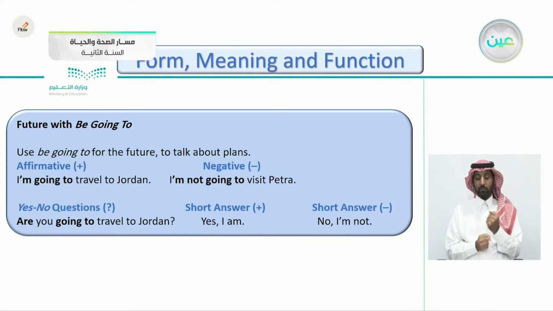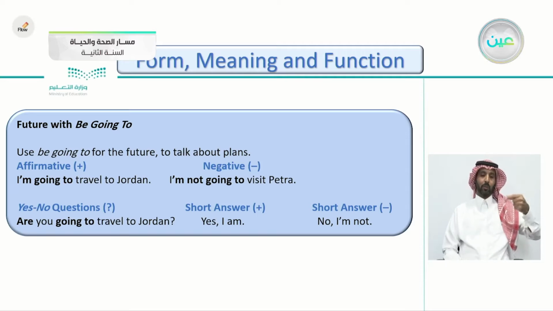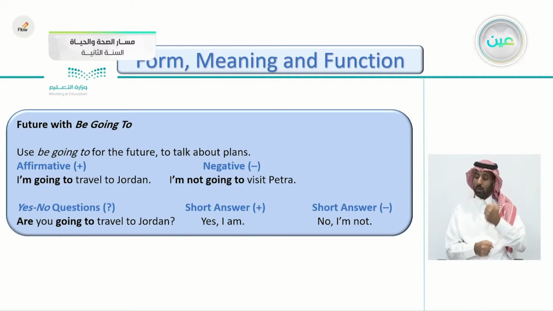Let's begin with the future with be going to. Of course, be here means am, is, or are. So we use be going to for the future to talk about plans. For example, here we have the negative and the affirmative.